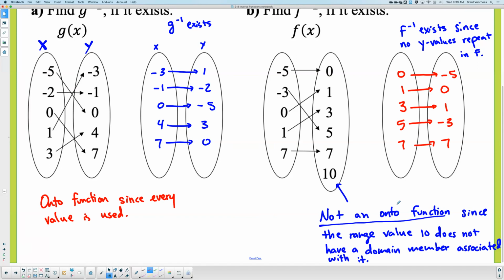The reason why is because the true definition of a function is that every member of the domain has one and only one member in the range. Since if I put 10 over here, it would not have a member in the range, so it would no longer be a function. So I'm just dropping the 10.